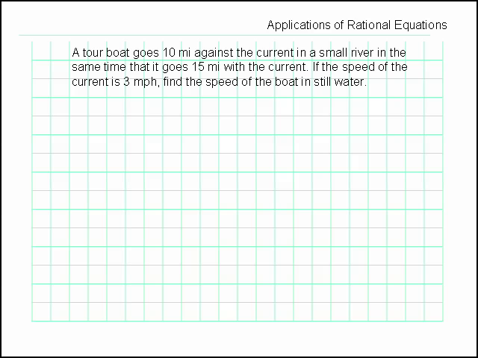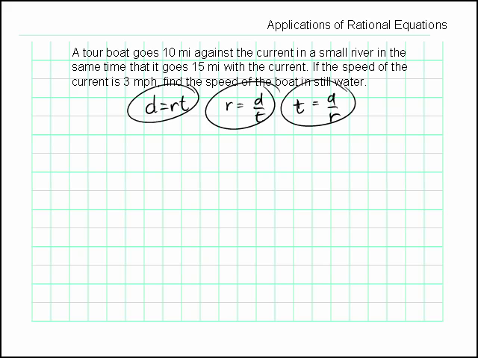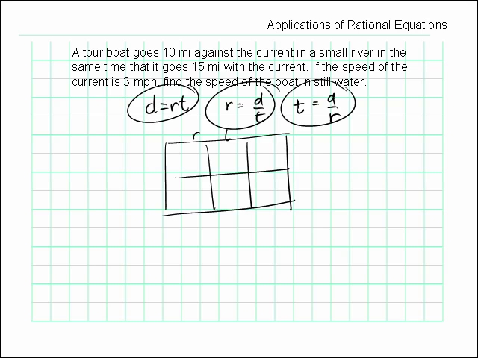Recall that distance is rate times time. If you solve that for rate, you get d over t. If you solve it for time, you get d over r. So these are all different versions of the same formula that may come in handy. All of our rate time distance problems can be solved with a table here, 6 boxes: rate, time, distance.